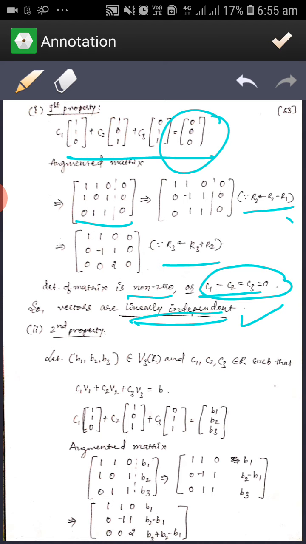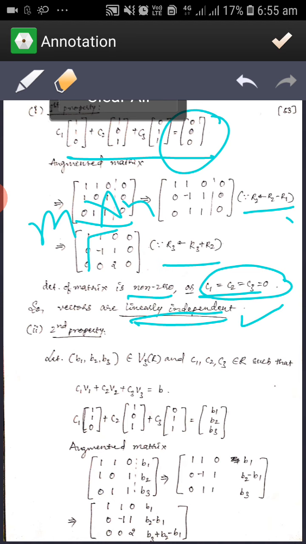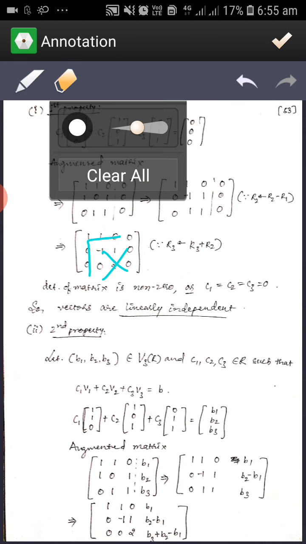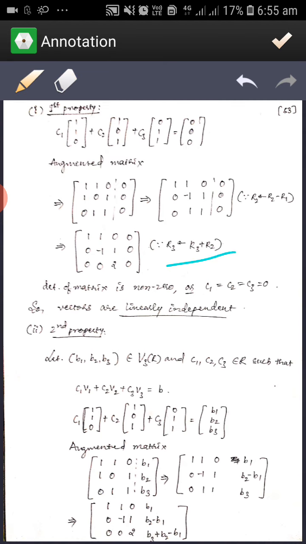When we have a square matrix, meaning m and n are both equal, we can directly see the determinant. Otherwise, we can apply the row reduced form, as said earlier. Now the second property: whether we need to find out the basis.